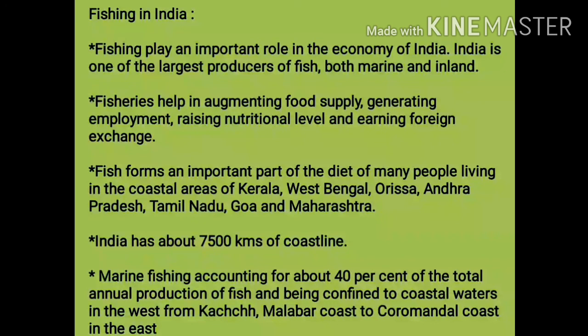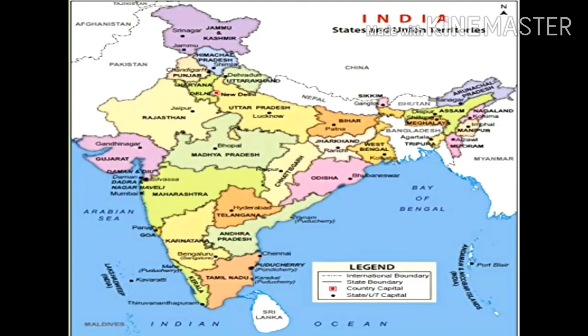Next thing, it raises the nutritional level. That means it helps to increase the nutritional value. Fish contains lots of nutritional value which is necessary for the human body. Next thing, earning foreign exchange. Major species of fish are exported from India, like sardines, mackerel, pomfret, crabs, and many more types of species are exported to other nations, which earns a good foreign exchange, and definitely it adds to the profit of our nation. Fish forms an important part of the diet of many people living in the coastal areas of Kerala, West Bengal, Orissa, Andhra Pradesh, Tamil Nadu, Goa and Maharashtra.